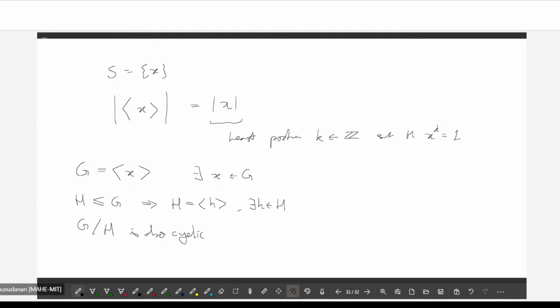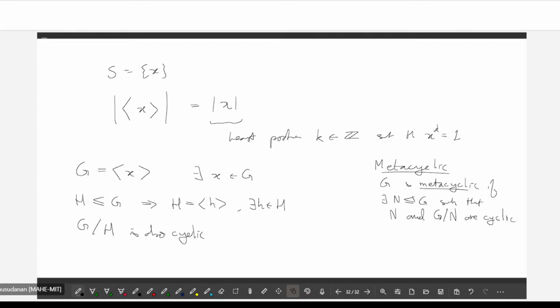There is something called a metacyclic group. A group is metacyclic if it has a normal subgroup N such that both N and the quotient of G with respect to N are cyclic.